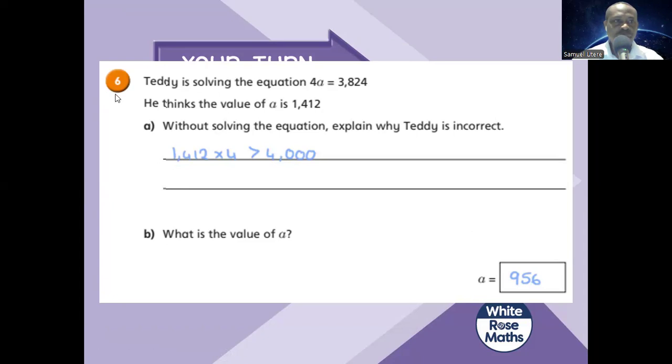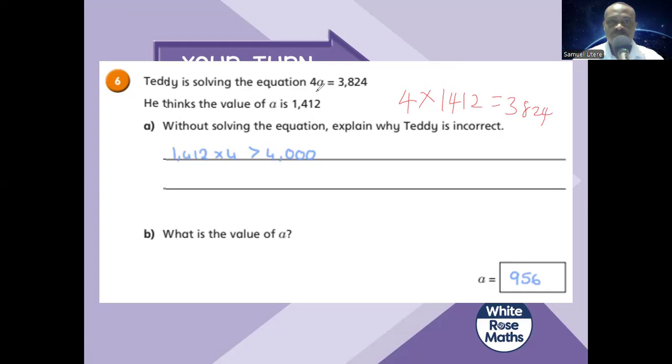So if he is right, then we don't need to solve the equation. If this is right, it means 4 times 1,412 should be equal to 3,824. We don't even need to solve it. You can clearly see 4 lots of this already exceeds that. So you just know straight away that it's wrong.